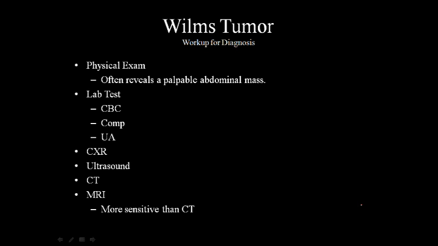So the workup for diagnosis for Wilms tumor, number one, is a physical examination, which allows you to see a palpable abdominal mass. That's where this is usually revealed. Lab tests such as CBC, COMP, and UA can be diagnostic of a type of inflammation and how the renal collecting system is actually performing.